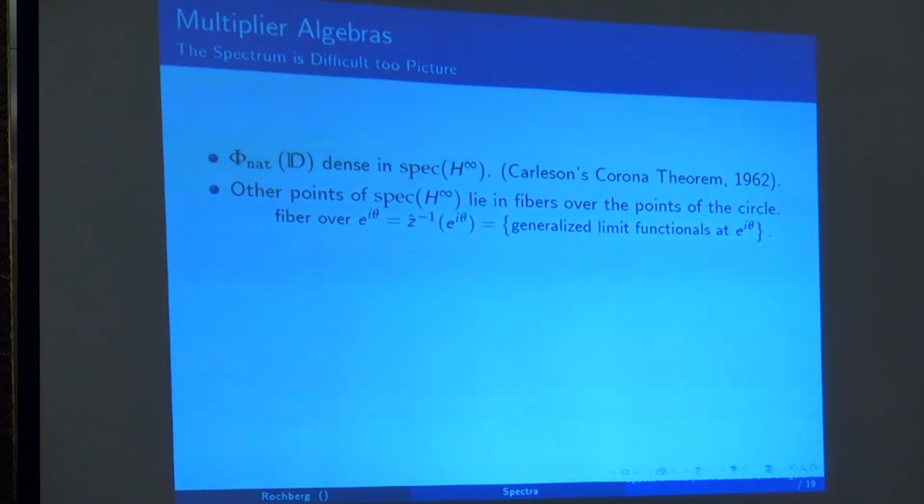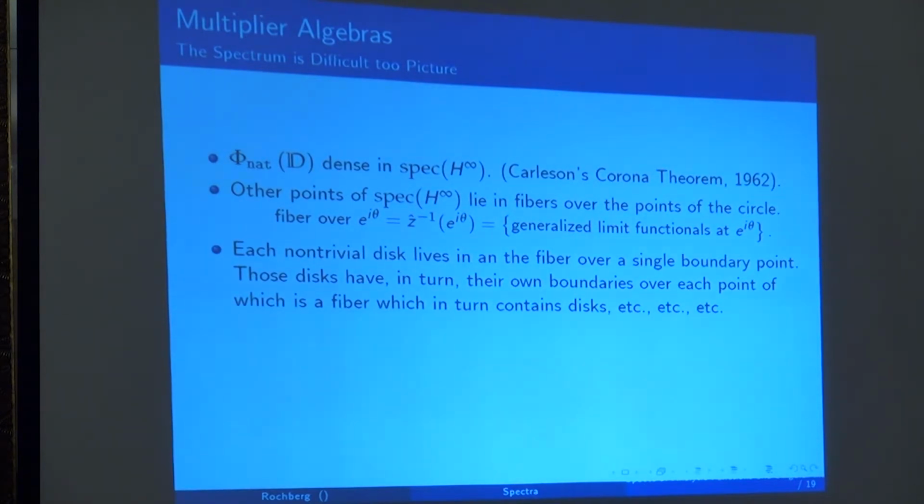The maximal disk contains the open unit disk by its natural inclusion. The rest of it consists of fibers over the boundary points, where a fiber over the boundary point e to the i theta means it's a place in the maximal ideal space where the coordinate function takes the value e to the i theta. So it's a bunch of point evaluations, generalized point evaluations, that give e to the i theta for the coordinate function. So it's a bunch of stuff sitting over that boundary point consisting of generalized limits.